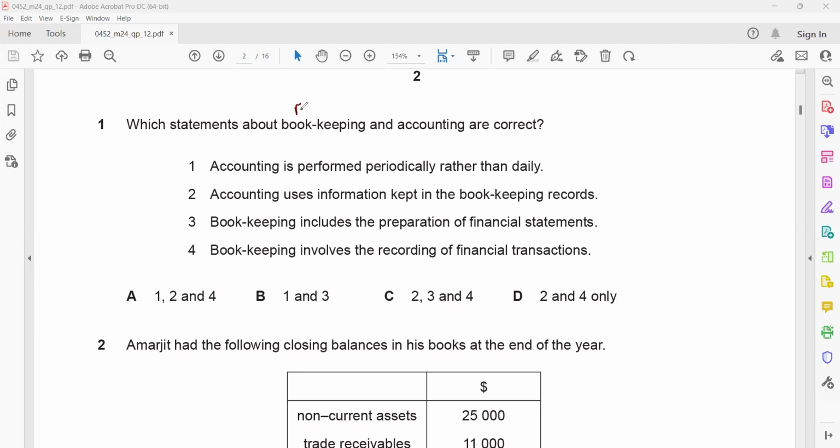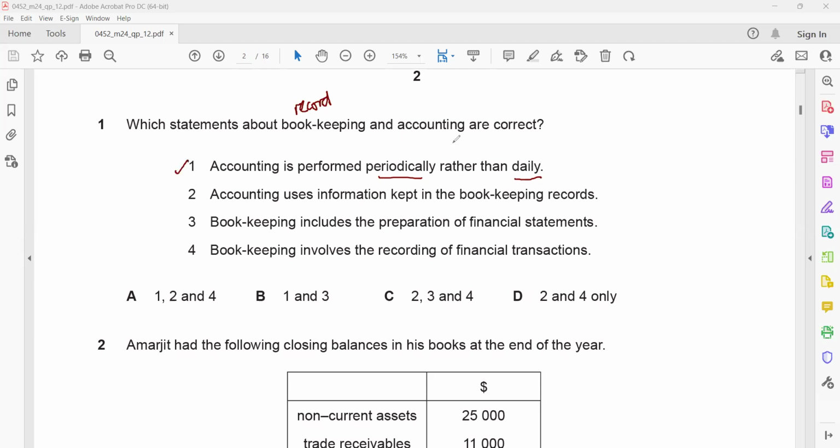Bookkeeping keyword records. Accounting is performed periodical rather than daily. Periodical means that by month, by year. Okay, this is meant by periodical. Daily means every day. So this one is correct.